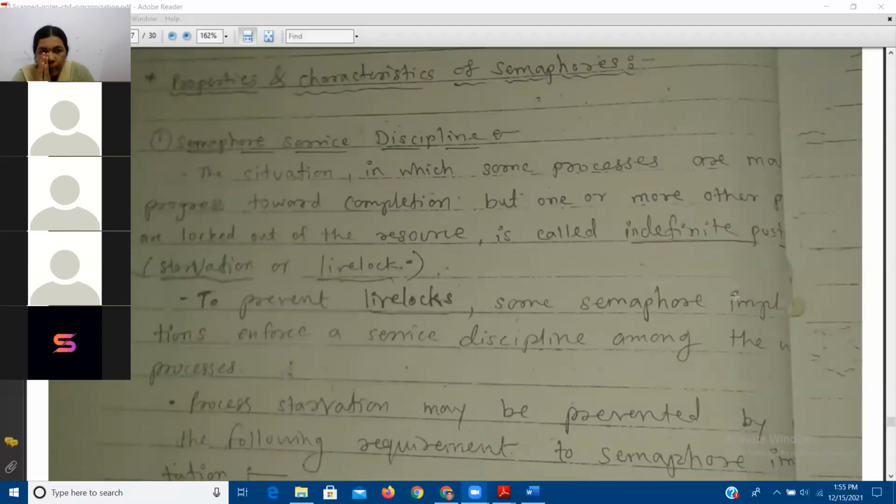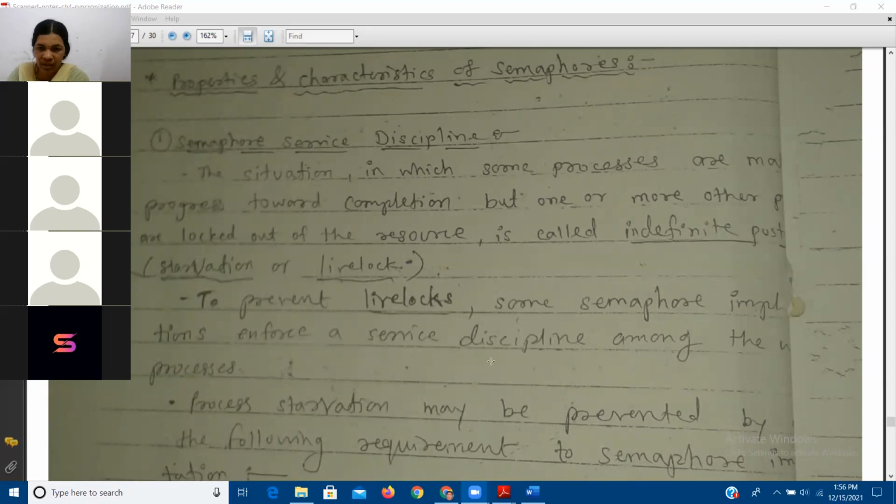Semaphore service discipline: a situation in which some processes are making progress towards completion, but one or more other processes are locked out of the resource, is called indefinite postponement. That means some processes complete execution, but a few processes, maybe one or two, get locked due to the resource. They are not getting the resource. It is called indefinite postponement, or also called starvation or livelock.